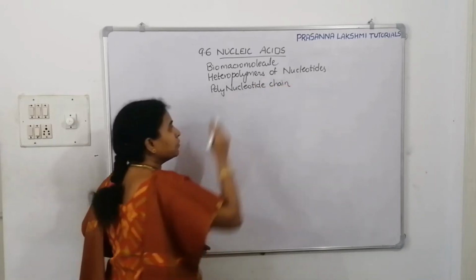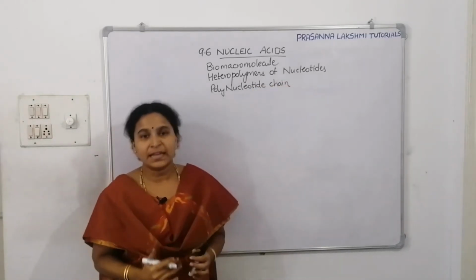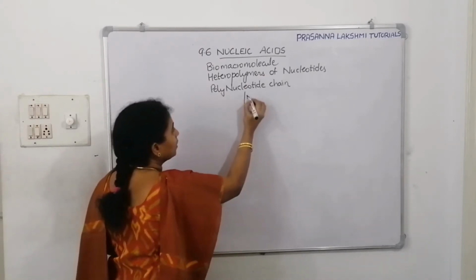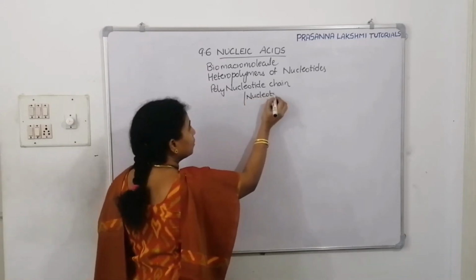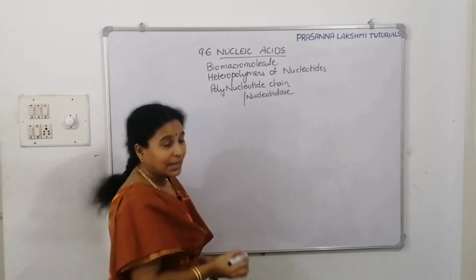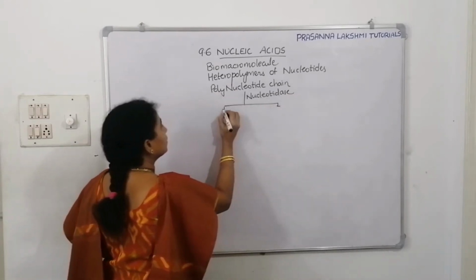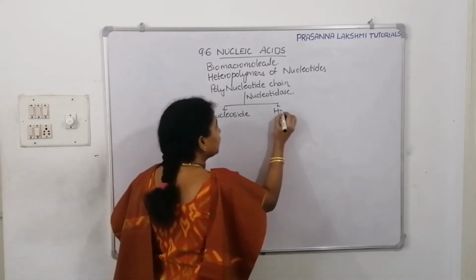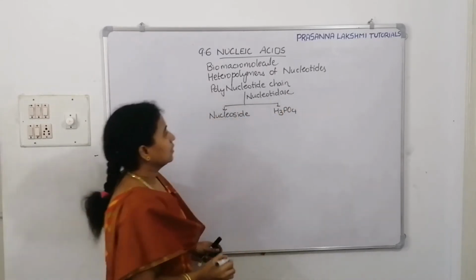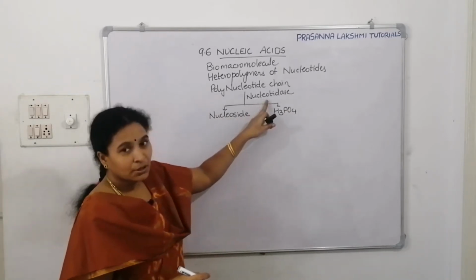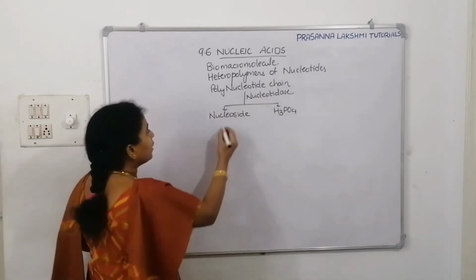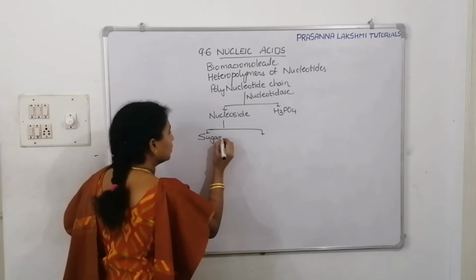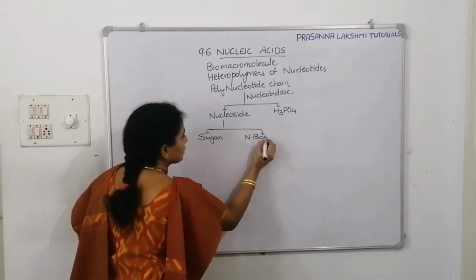When we take a polynucleotide chain and try to break it, what do we get? If you take an enzyme called nucleotidase, which breaks a nucleotide, then we get a nucleoside and a phosphoric acid, phosphate. So, when we break a nucleotide, we get nucleoside and phosphate. When you break a nucleoside, then we get a sugar with nitrogen bases.